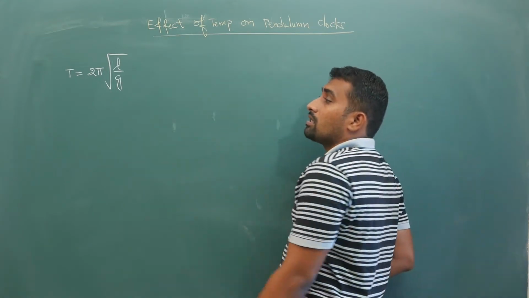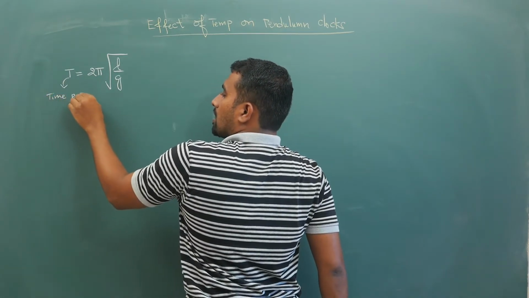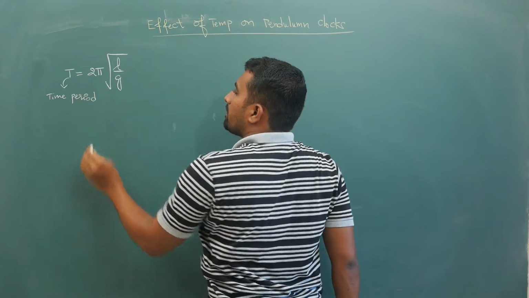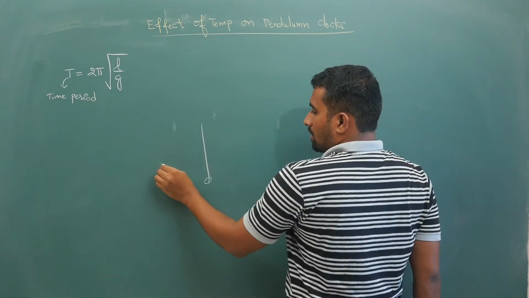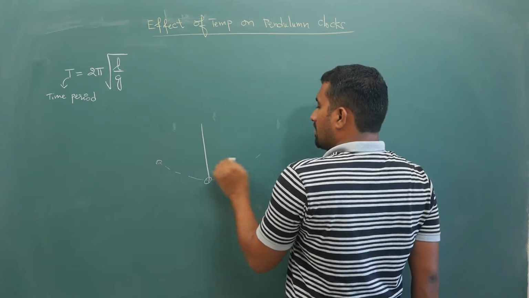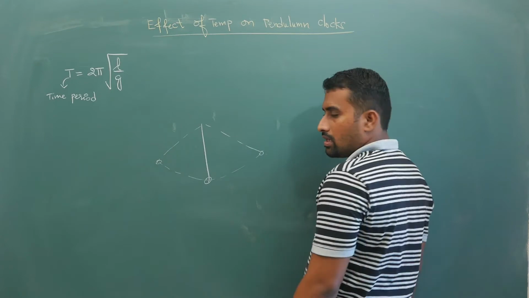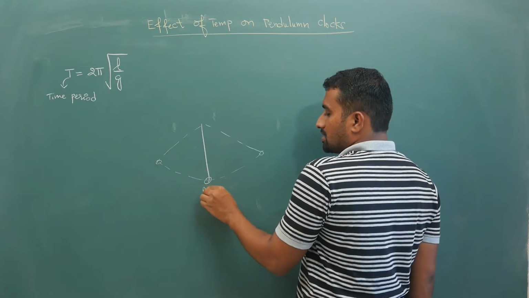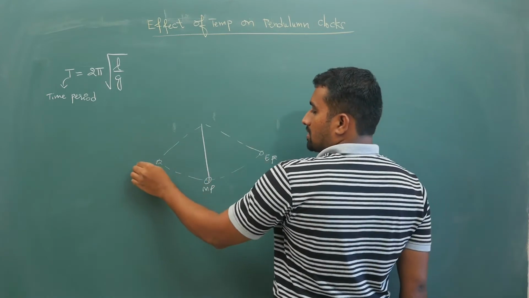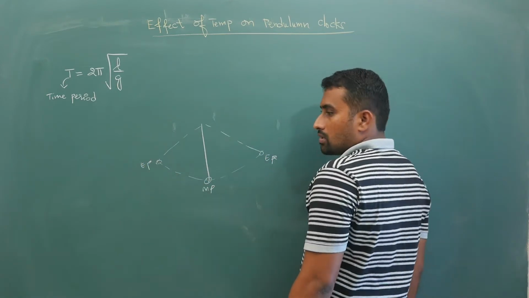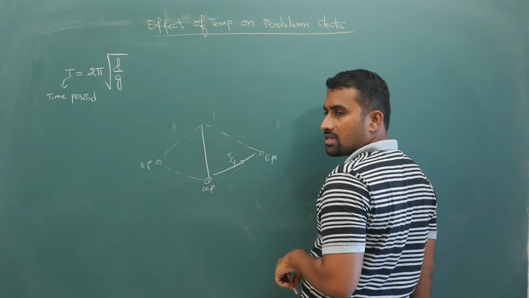Now this is not temperature, this is your time period. If you look at the pendulum clock, the normal time period of this pendulum clock is usually 2 seconds. So what is time period? This is your mean position, this is your extreme position, and this is also your extreme position. From here to here, the time a body takes is T by 4.